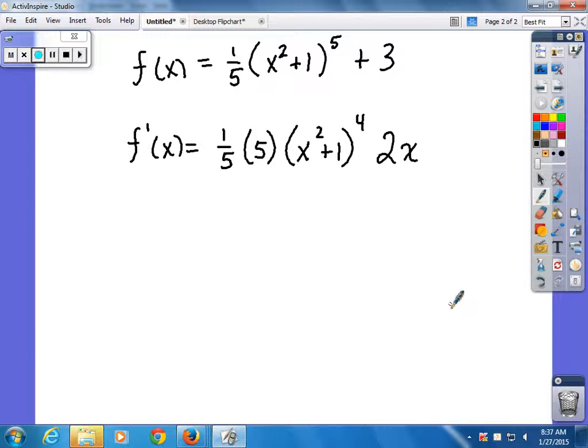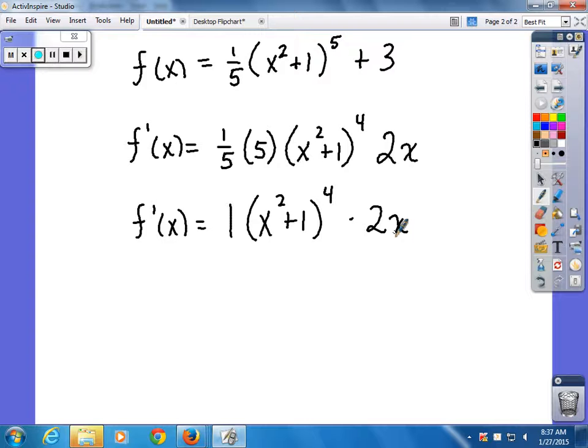Okay? Now clean that up. And when you clean it up, of course the 5 times 1, that's going to be 1. And then you're going to get x squared, blah, blah, blah, 2x. So that'd be f prime of x is equal to 1, I'm just going to put 1 there, x squared plus 1 to the 4th power times 2x. Now, I want you to take the antiderivative of that. Kind of like the problem we just did a while ago. Take the antiderivative of this. And then you'll see what I'm getting at.